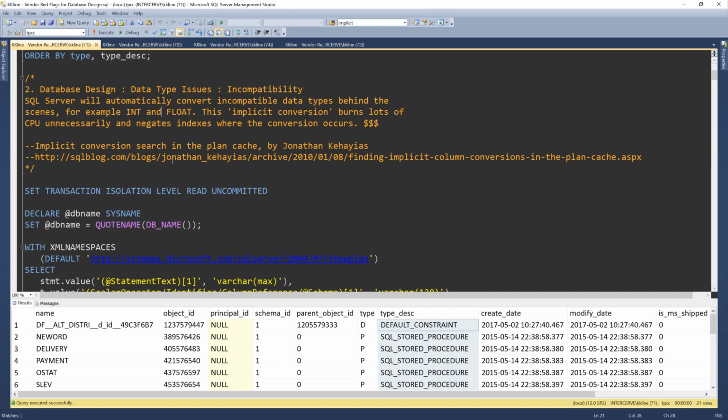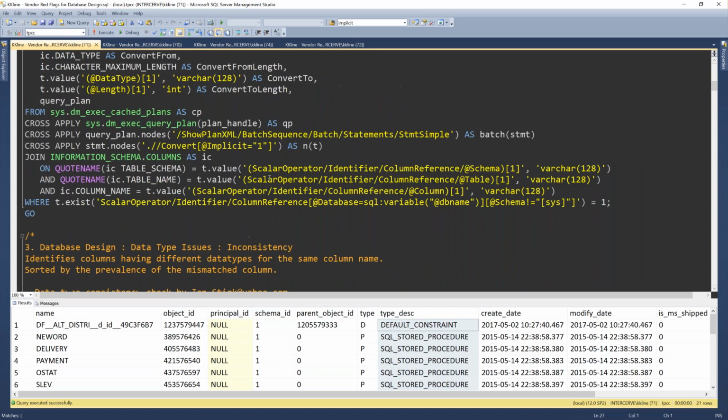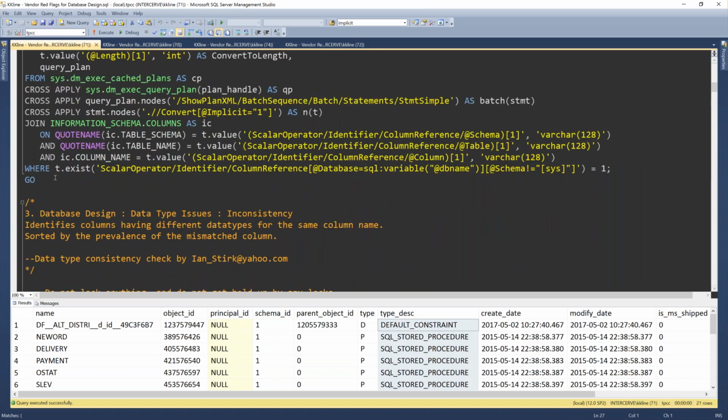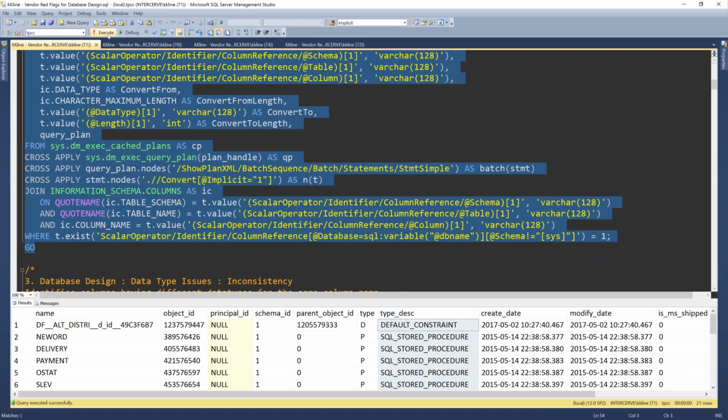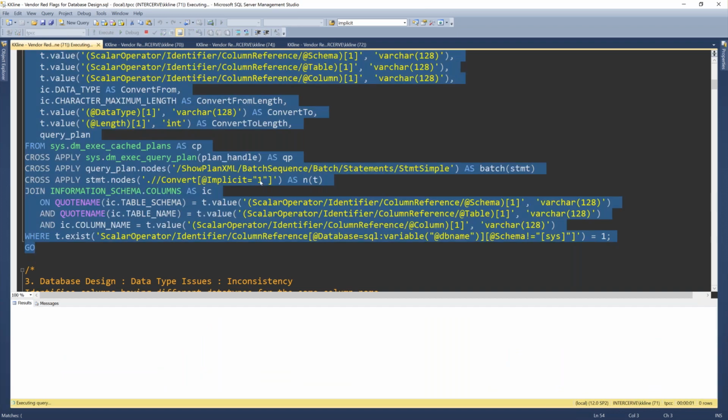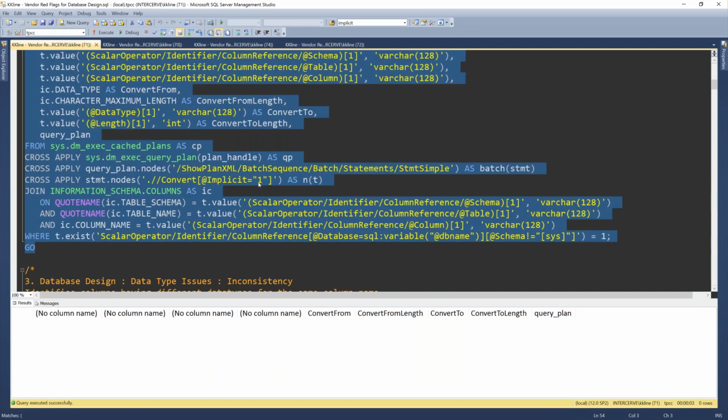So here's a little stored procedure written by Jonathan Kehayias that I really do like. What it does is it looks at the cache, and again, the more you have in your plan cache, the longer it might take to run. You can run it in production. It probably won't slow things down a lot, but it might just take a long time for this particular query to return results. But what this will tell us is if we have anything in the plan cache that has implicit conversions happening while we are executing.